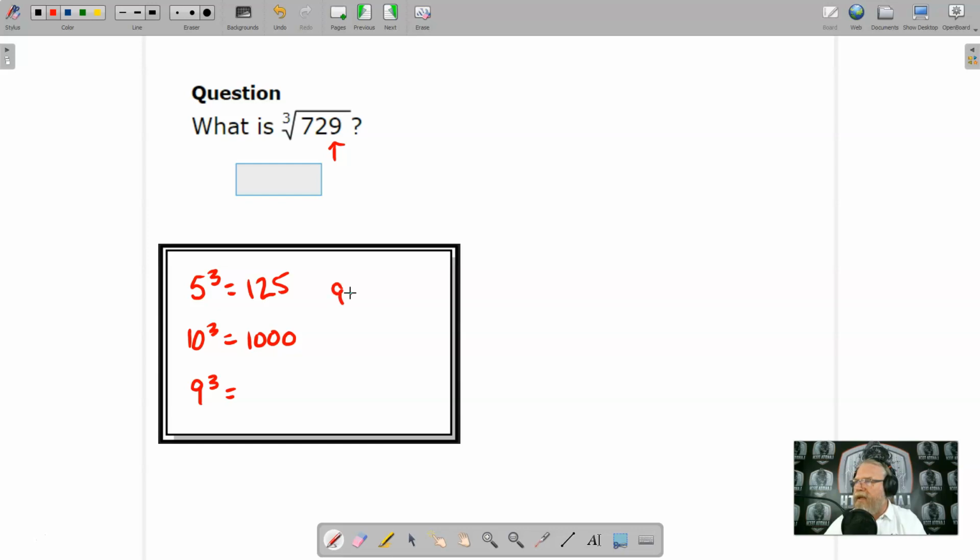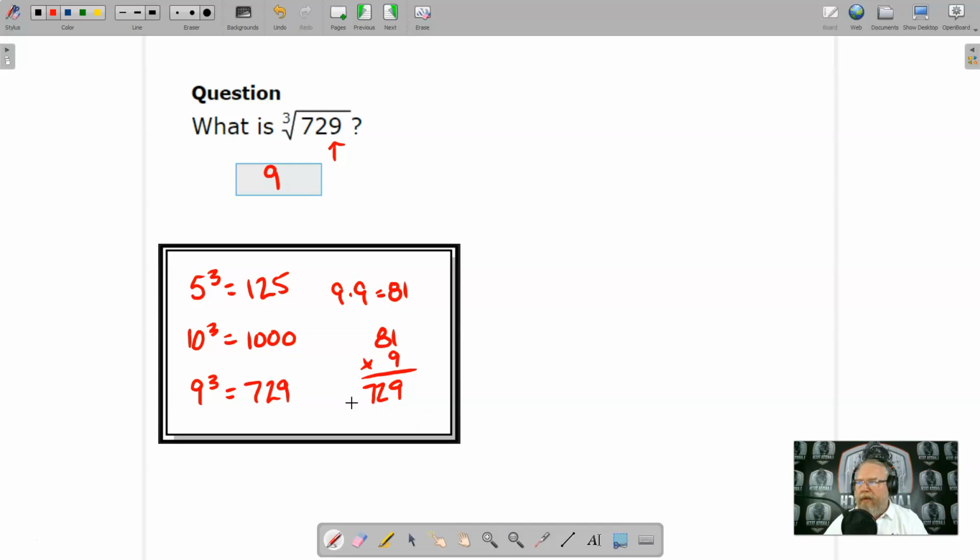9 times 9 equals 81. Yep, I think this one's going to work out. 81 times 9. And 9 times 1 is 9. 9 times 8 is 72. And sure enough, we get 729. So with that said, I know that 9 is the cube root of 729.